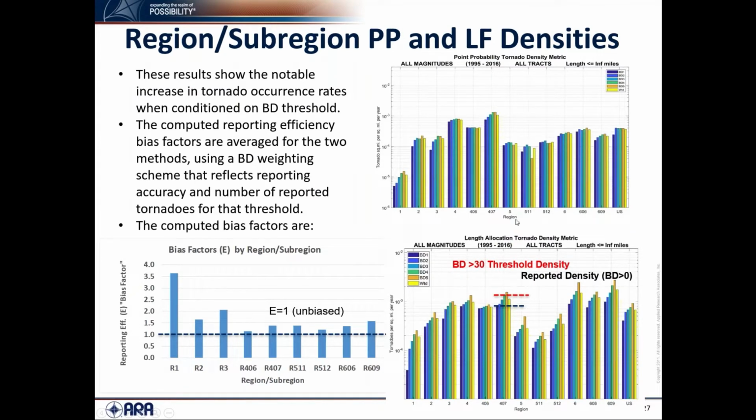And this is a busy slide, but basically what we're looking at for these different regions on the right with these bar charts is the point probability version of counting, or the length allocation. For building densities, the black line is building density 1, which was less than 10 buildings per square mile, until we get up to over 500 buildings per square mile. Looking at region 1 right here, for example, the more buildings per square mile, the more tornadoes we have. And in that particular region, if we look at the overall picture, we can see that.